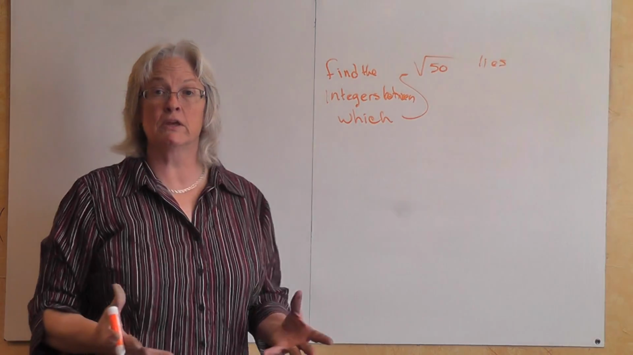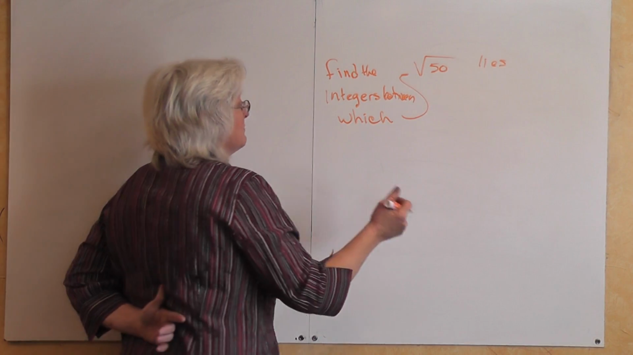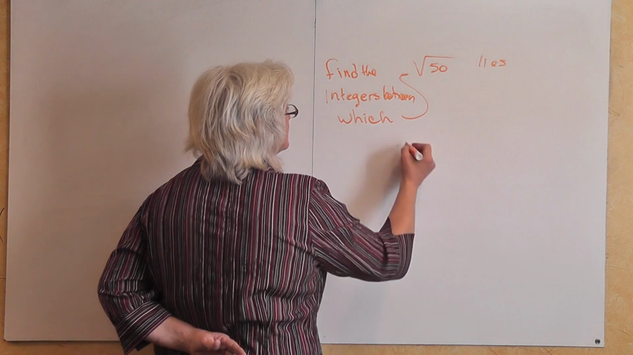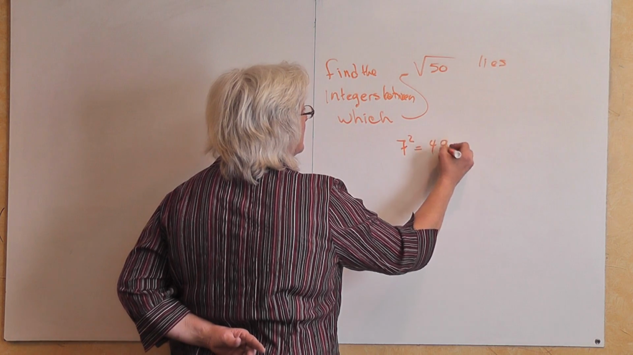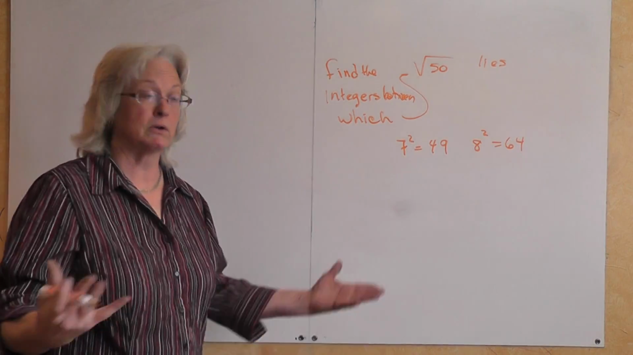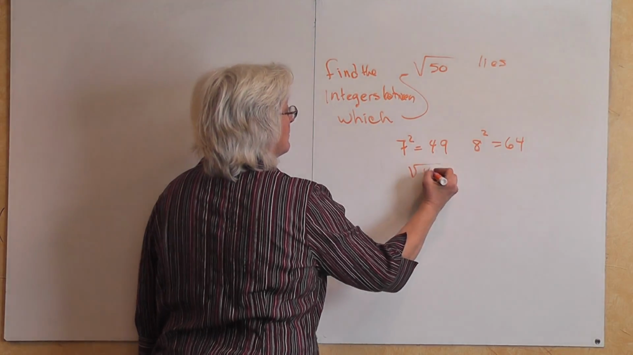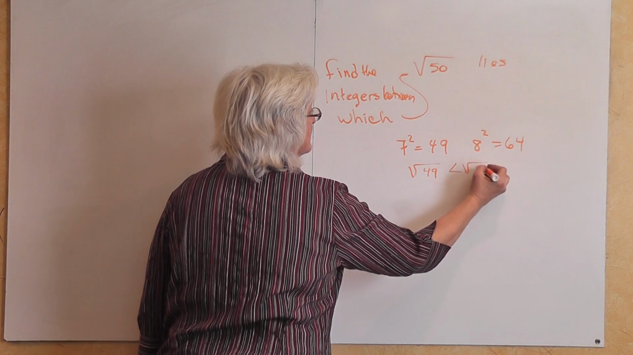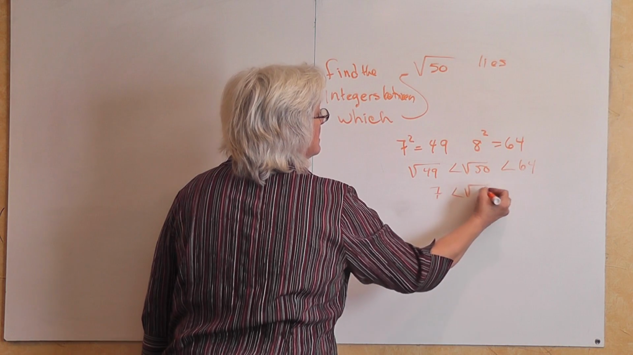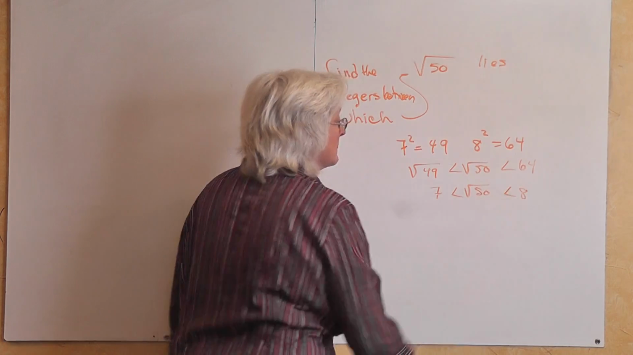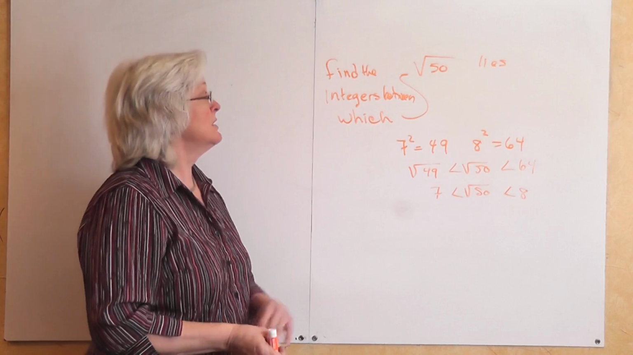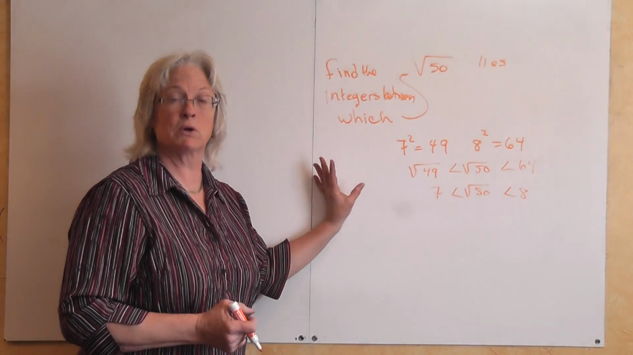How did we say we were going to do this? We're going to use our perfect squares. 4 squared is 16, 5 squared is 25, 6 squared, 7 squared is 49, 8 squared is 64. So we would say the square root of 49 is less than the square root of 50, which is less than the square root of 64. So 7 is less than the square root of 50, which is less than 8. That's what we talked about already in the first part of this lecture.